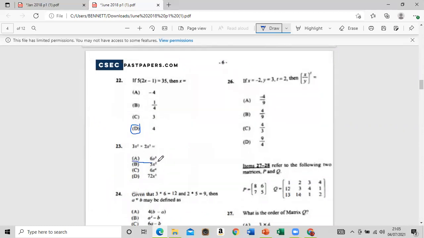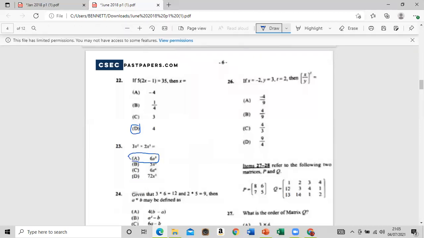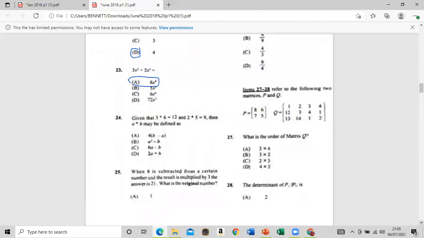I don't know if you guys have seen this well, but for some reason I think my screen is not showing so clearly. I hope it comes out good.